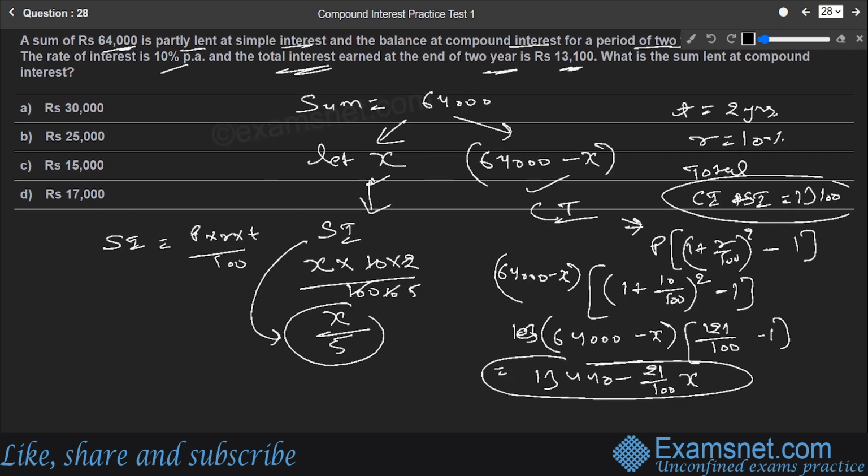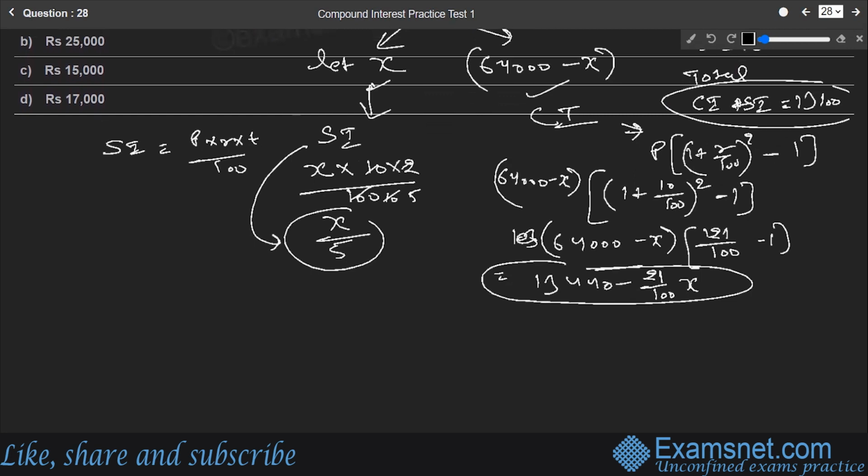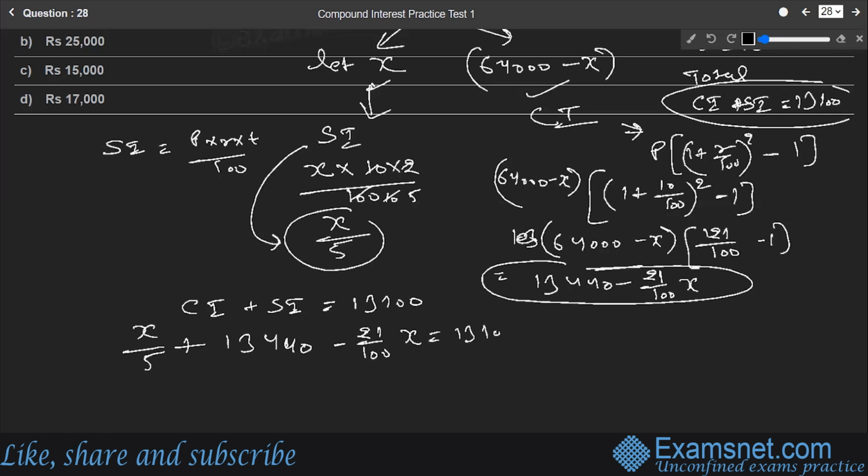As they say, the sum is 13,100. So now we're going to do the sum of it. That is compound interest plus simple interest should be 13,100. So let us add them together. Simple interest was X by 5 plus compound interest was 13,440 minus 21 by 100 of X is equal to 13,100. So we are just supposed to solve this equation.